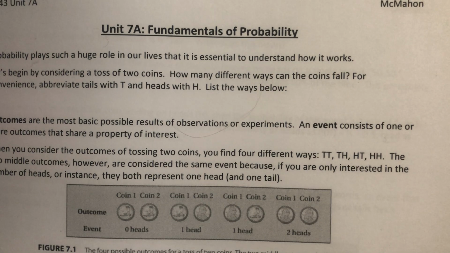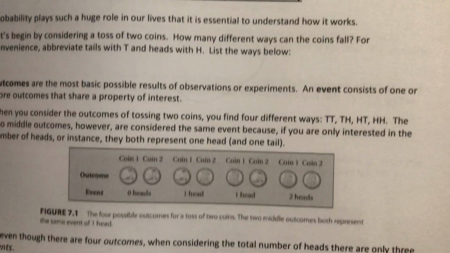So in this case, there are four outcomes. There are three events. You can have no heads and two tails. You can have one heads and one tails, or you can have two heads. In the case of an outcome, the order does matter. It matters whether it's heads first and then tails, or tails first and then heads. If it's an event, if we're listing the event, the order doesn't matter. We just care about whether it's heads or tails. One heads, one tails, doesn't matter which one comes first. Okay. All right.